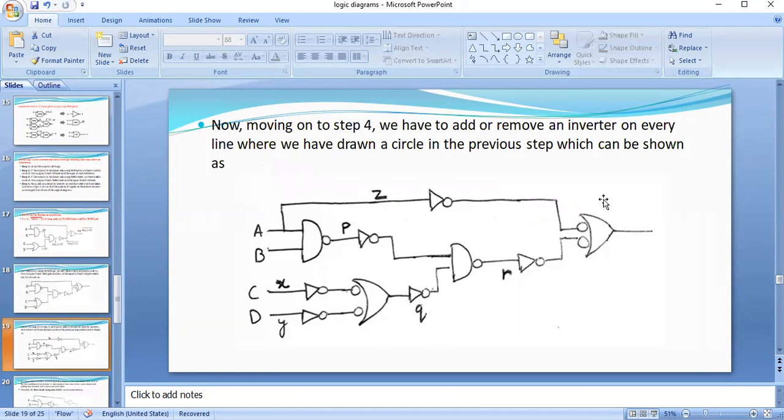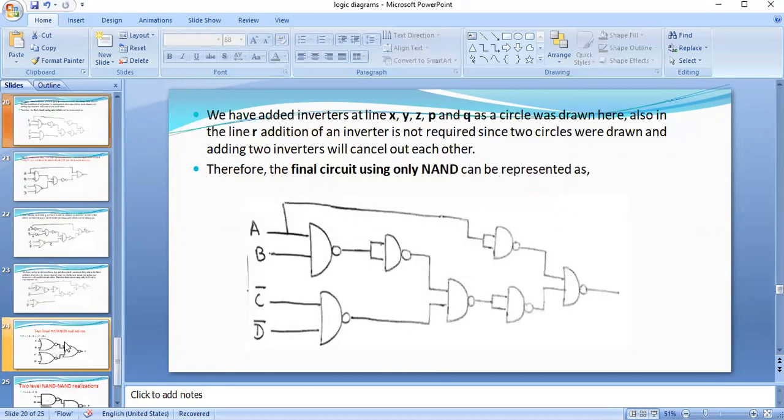See here, we have a bubbled OR gate. Instead of the bubbled OR gate, we have to draw a NAND gate. And here also an inverter, so instead of the inverter, you may replace it with a NAND gate. Here also an inverter, instead of the inverter, we may replace it with a NAND gate. So this is the final step. See here, I'm taking C bar and D bar. If we have any double inversions on the same line, we may cancel those inversions.